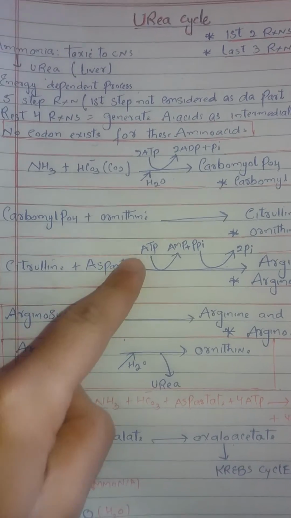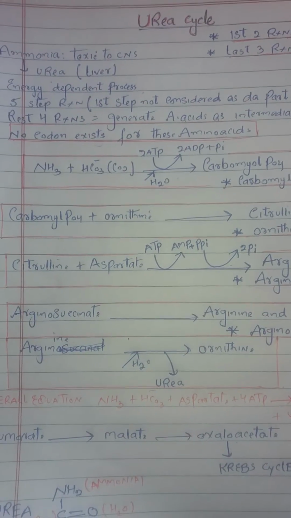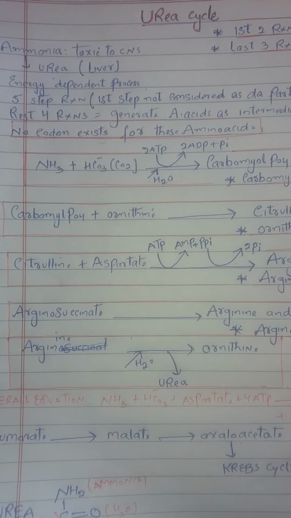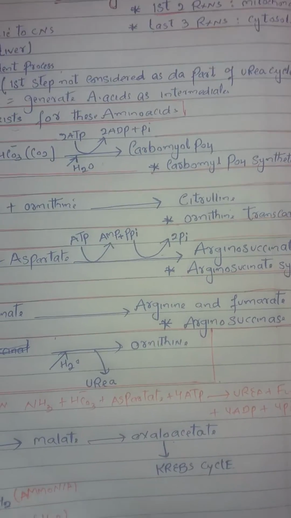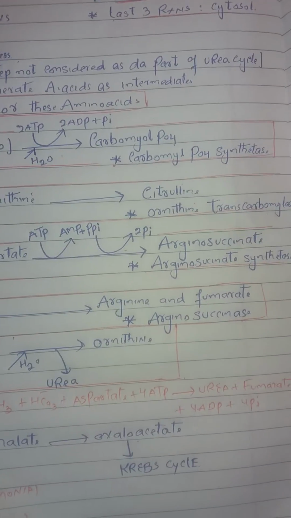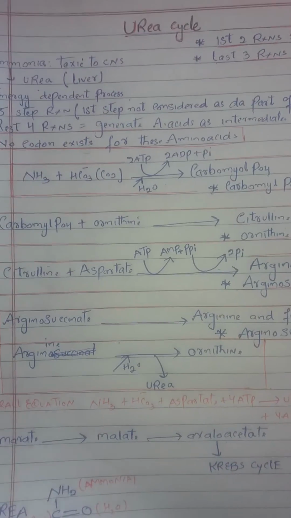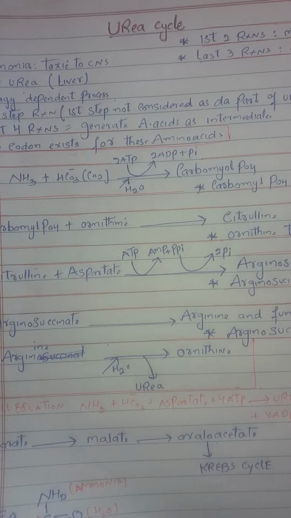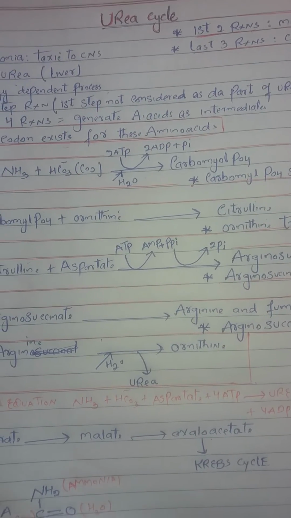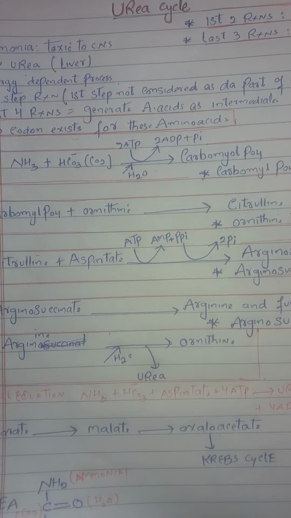This ornithine is consumed in the second reaction, and it is condensed with the carbamyl phosphate to form citrulline. The enzyme used is ornithine transcarbamylase. So carbamyl phosphate plus ornithine to give citrulline is the second reaction of the urea cycle.